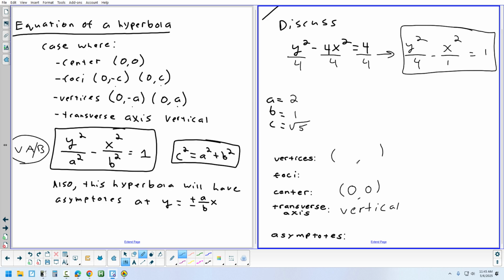Yeah, 0 plus or minus 2. Yep, up 2 and down 2 from the center. Notice I don't say from the origin, I say from the center, because the center isn't always the origin, which we'll see. How about the coordinates for the foci?